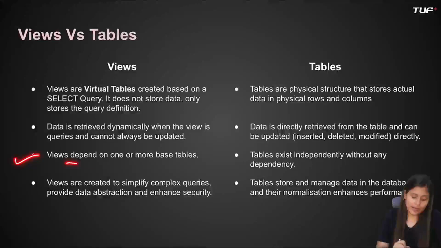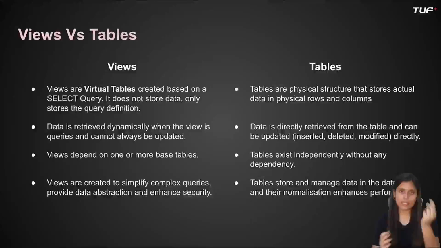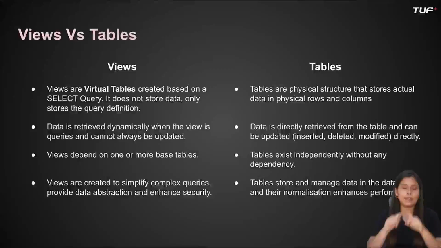Next, views depend on one or more base tables. So you can create a view either from a single table or after joining or merging multiple tables. But a table exists independently. When we call it a booking table, it is a single table that exists independently. Again, trains table, cancellation table, customer table, person table. So a table is basically a unique identity, and it exists independently without any dependency.